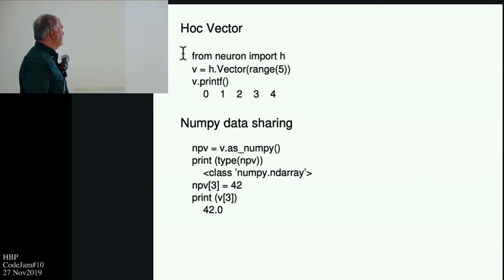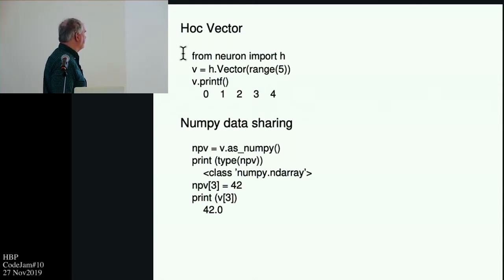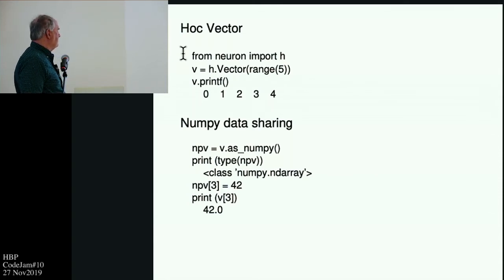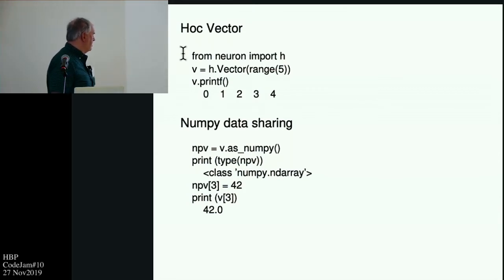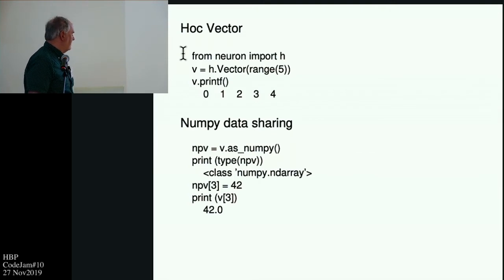Another example with this, which then required a little bit of extra detail that I'm going to be talking about, is the data sharing between Hoc vectors and NumPy. It's oftentimes useful to make a copy of the vector, but equally often, it's useful to share the data between the NumPy arrays and the Hoc vectors. So for example, in data sharing, if I say the vector.as_numpy() becomes equal to npv, then npv is a NumPy array. And if you change a value in the NumPy array, say element 3 to 42, then if you print the original Hoc vector, element 3, of course, you're sharing data. So very useful.